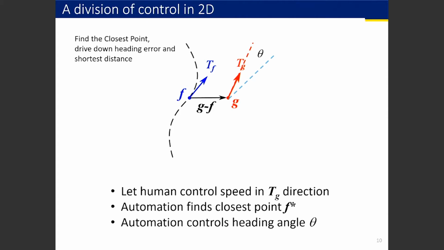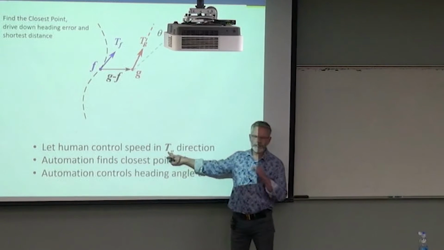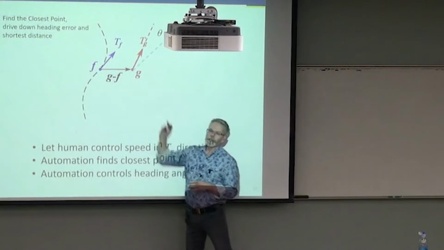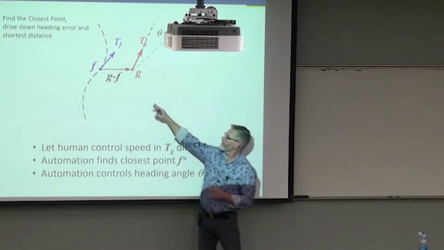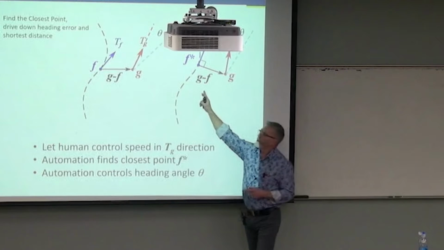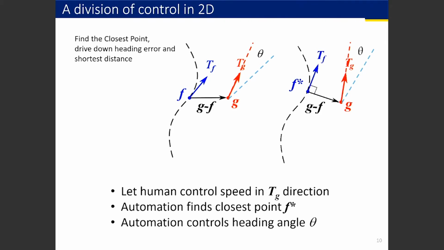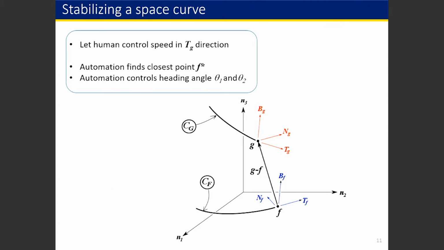In the terms I've introduced so far, we might describe it as having given the control of speed in the direction of TG, the tangent at the point G, to the human, while the automation finds the closest point, I'll call it F star, here it is labeled, on the path that's given in dotted line. And the automation also controls the heading, or the direction cosine angle that the tangent on G makes with the tangent at F, or F star. This is one nice way to do it, and it'll be something I'm going to look into.